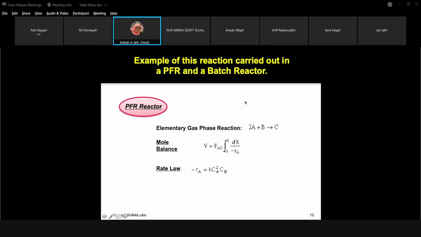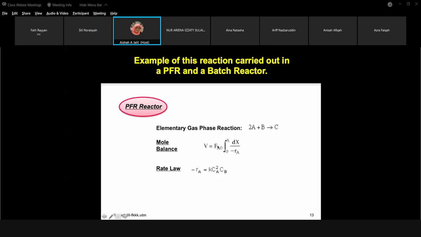This is the same example using the same question, but this time they use the PFR and a batch reactor. This is for the PFR. What happens to the volume of the PFR if you calculate using the same question?